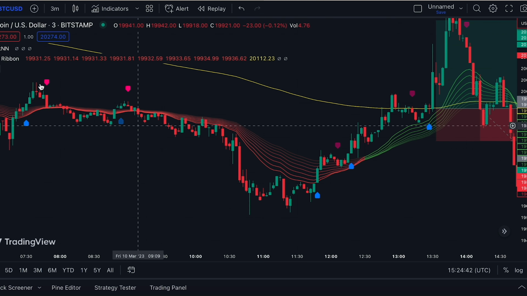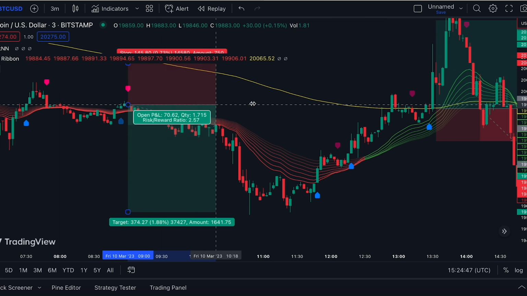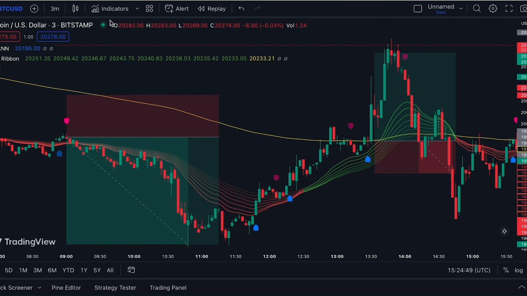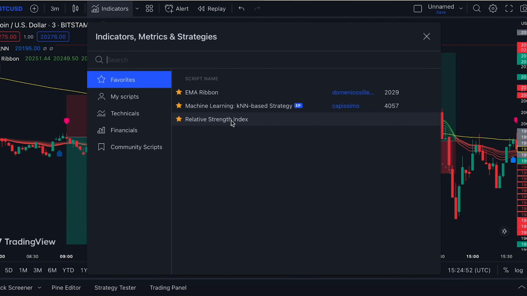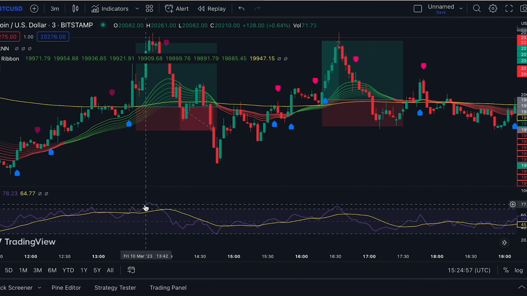We obviously cannot use this indicator alone, as this will result in a lot of false signals. This indicator by Capissimo prints buy and sell signals based on the strength of the signals. Labels may have lower or higher opacity. So let's add the second indicator, dubbed EMA ribbon by Dominic Rosilotti, to the chart.